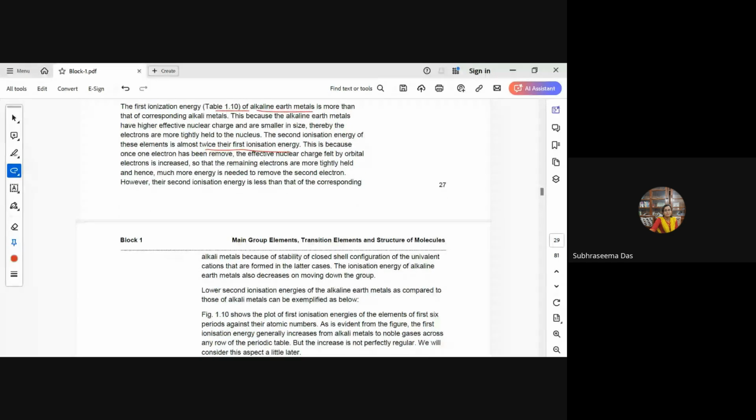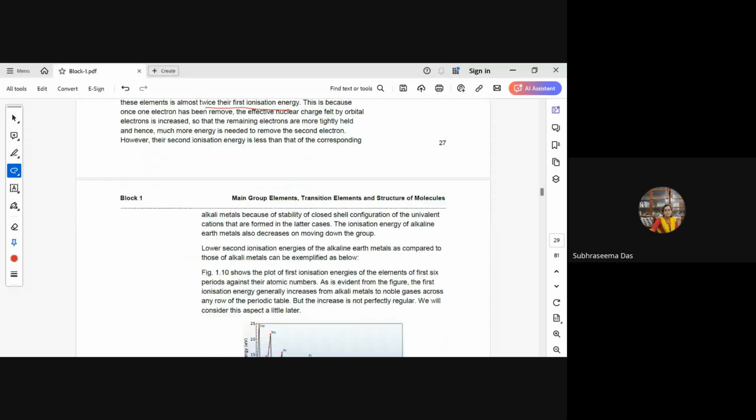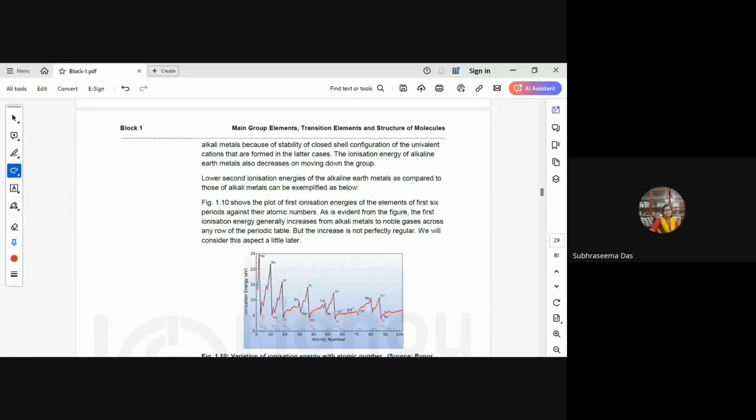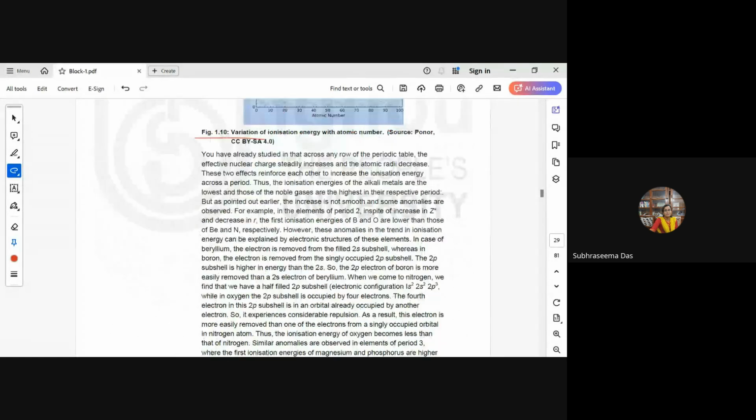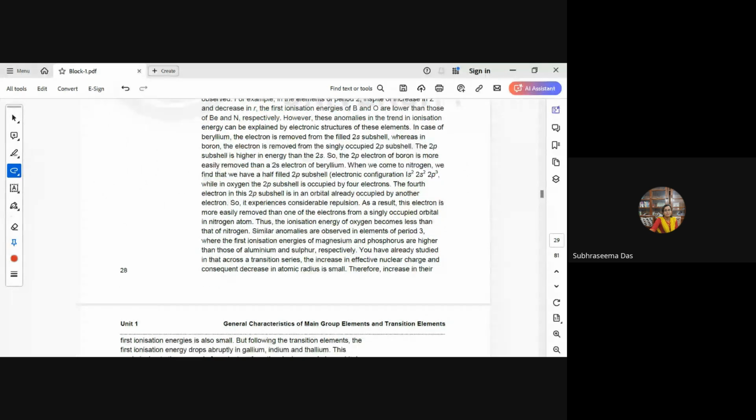But their second ionization energy is much less than that of the corresponding alkali metals. The ionization energy of alkaline earth metals also decreases on moving down the group. In figure 1.10, we see a variation of ionization energy with atomic number. So this is about ionization energy and the other factors that have been pointed out here.